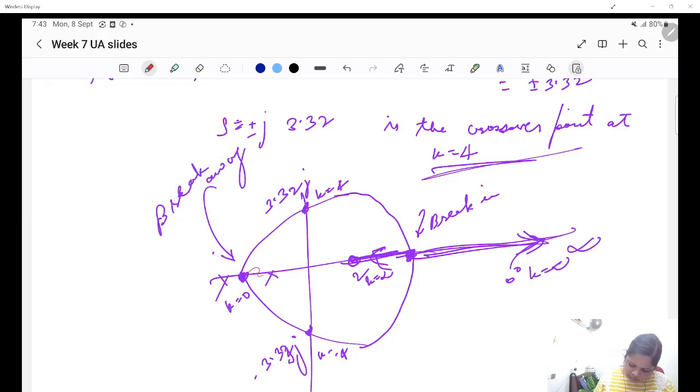So the root locus starts from here at k is equal to 0. It moves here, k is equal to 4. It crosses the imaginary axis, moves to the other side. Here also the same thing happens, and here is the break-in point. One of them breaks away to the pole and one of them goes along the asymptote. Here is k is equal to infinity for this branch, and here is k is equal to infinity for this branch.